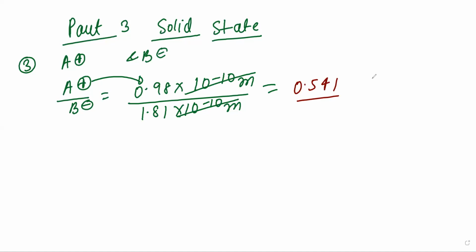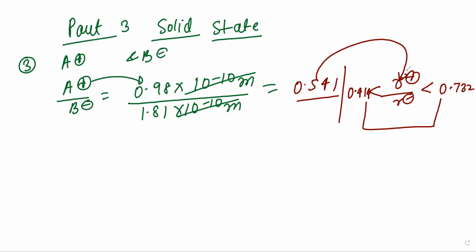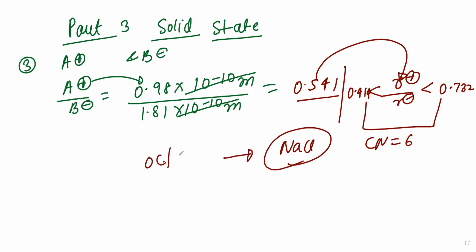When cation by anion ratio is less than 0.732 and greater than 0.414, right? So it is lying between these two numbers. Hence the coordination number will be 6 if it lies between these two. So the coordination number becomes 6 as the compound will be NaCl, sodium chloride, so the crystal lattice type is octahedral arrangement. So in NaCl, that is octahedral arrangement, right? So write this one.